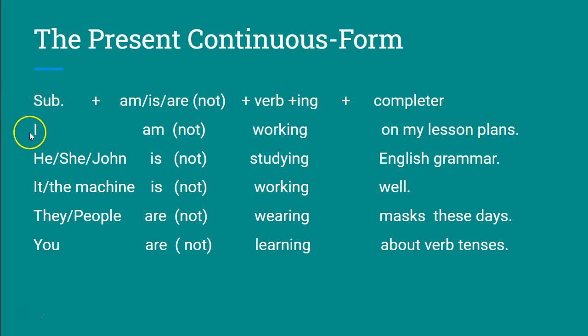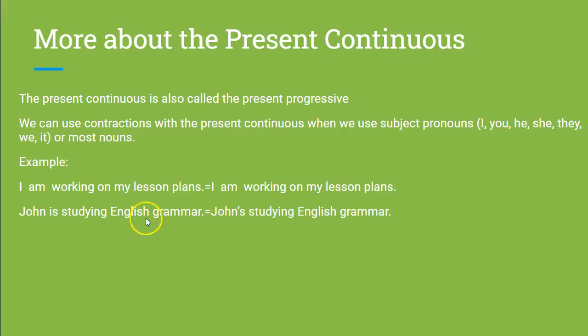For example, I am working on my lesson plans, or I'm not working on my lesson plans. He is studying English grammar, or for example, she isn't studying English grammar. It is working well, or you could say the machine is not working well. They are not wearing masks these days. Hopefully, people are wearing masks these days.